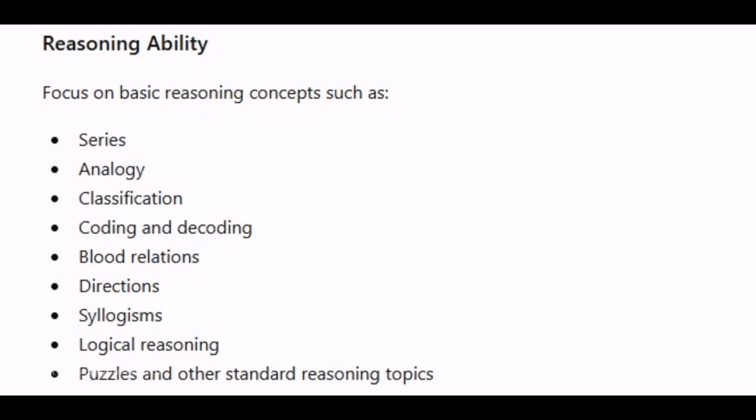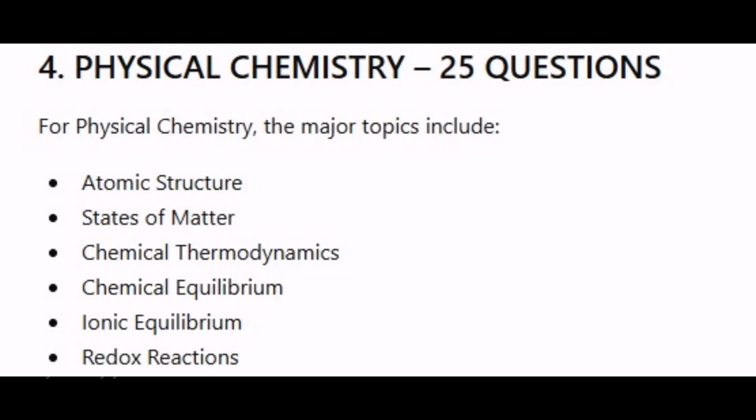For aptitude, the important thing is regular practice. Don't spend too much time on reading theory. Understand the basic concept and then solve a large number of questions. Now we come to the most important part, chemistry. The chemistry section consists of approximately physical chemistry 25 questions, organic chemistry 20 questions, and inorganic chemistry 25 questions. Let's discuss each section separately.